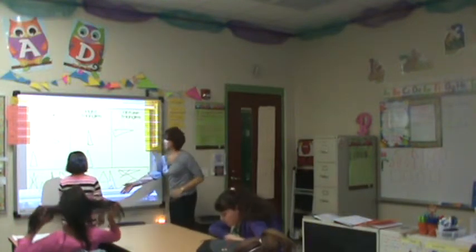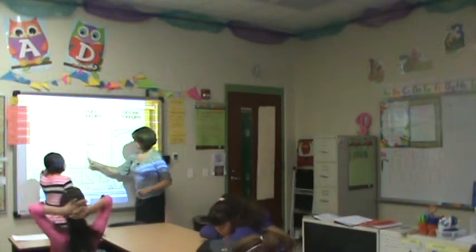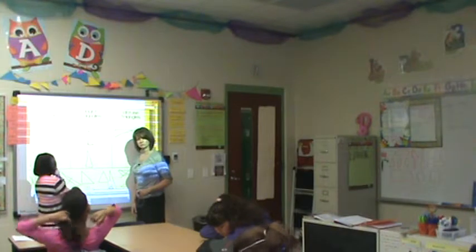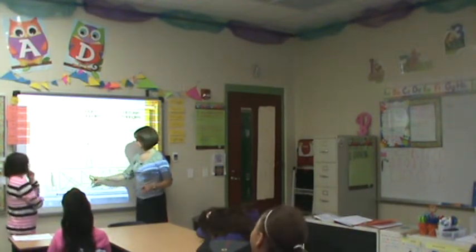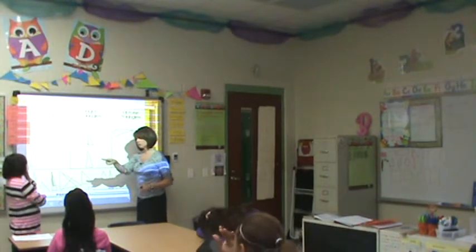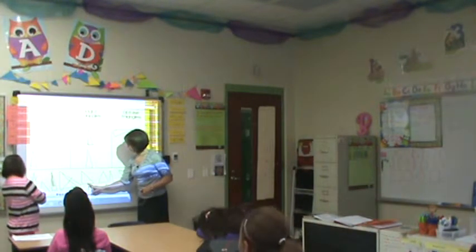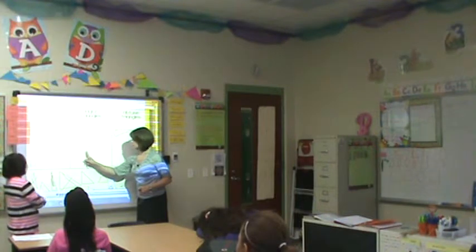Okay, let me use Sadie. Can I use you as an example? Does this look like that? I need everybody's eyes up here, please. Everybody's eyes up here. This is a pretty good job. But to make a right angle, you can't come in like that. It has to go straight up and down.